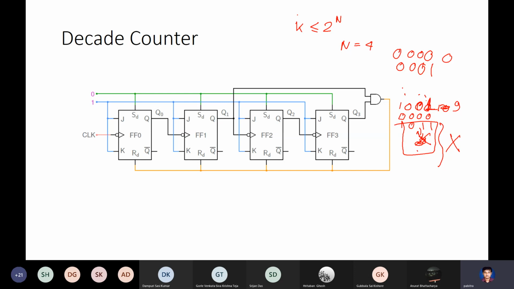All right, so if I call these Q3, Q2, Q1, and Q0, what does 9 mean? When is 9 on? 9 is on when Q3 is 1 and Q0 is 1. So I can write this termination of count as the AND of Q0 and Q3. Whenever the AND of Q0 and Q3 is true, it should reset to 0.